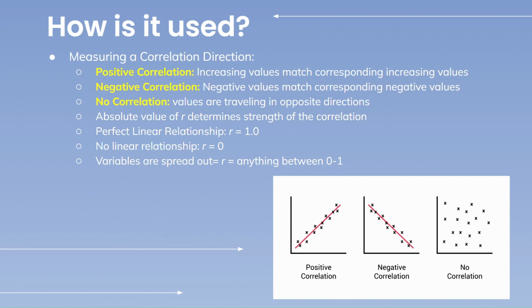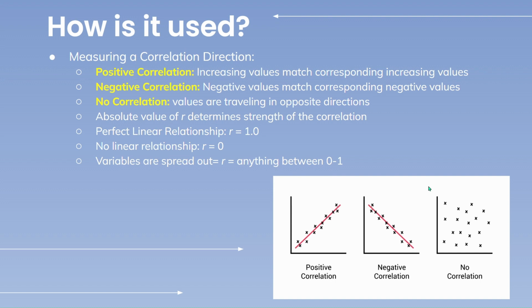And as you can see, with the positive correlation, as those variables increase, those values will increase as well, whereas negative correlations is the opposite, where the negative values will match the corresponding negative values. No correlation would be represented like this chart right here, where values are in opposite directions and then there's no direct predictive line there. And the absolute value of r determines the strength in the correlation, where a perfect linear relationship would be where r equals +1, while no linear relationship would make r 0.